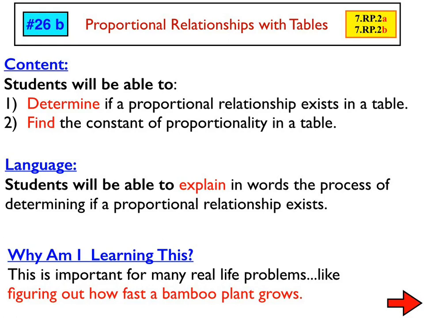But what if you have some values inside of a table? How do we do that? Well, that's what today's focus is. Tomorrow's focus will be on how do you determine it from a graph. And then the next day it'll be how do you determine it from an equation. So we're going to go more in depth on how to determine if something is proportional, or in other words, if it has a proportional relationship. And today our focus will be on tables, and then we're also going to find something that's referred to as the constant of proportionality.